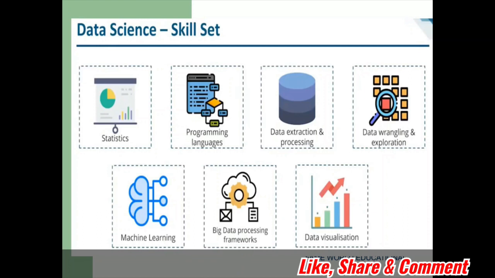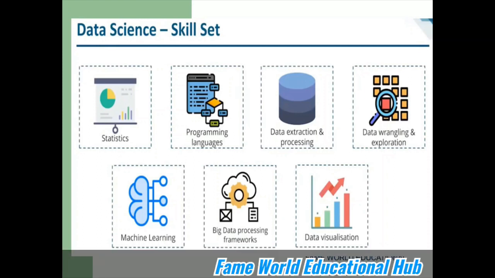Next, we have big data processing frameworks. As we are generating a lot of data, and most of this data can be structured or unstructured, the traditional business intelligence and data processing systems are not enough on such data. That's why we need to know about frameworks like Hadoop and Spark. These frameworks can help us to handle big data.